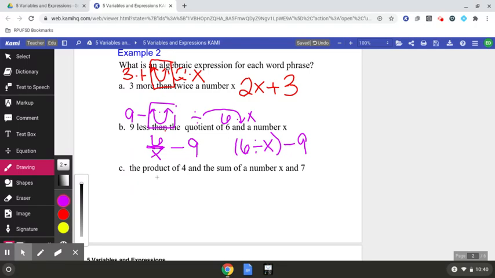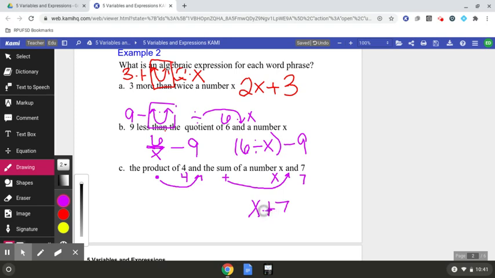Here we have the product, which means we're multiplying, of 4, and there's the word "and," so the product is going to go here, right? And the sum, so now I have another one of those special words, so we're adding a number x and 7. So I have multiple things I kind of got to figure out here. So the sum symbol is going to be moved in between the x and the 7.